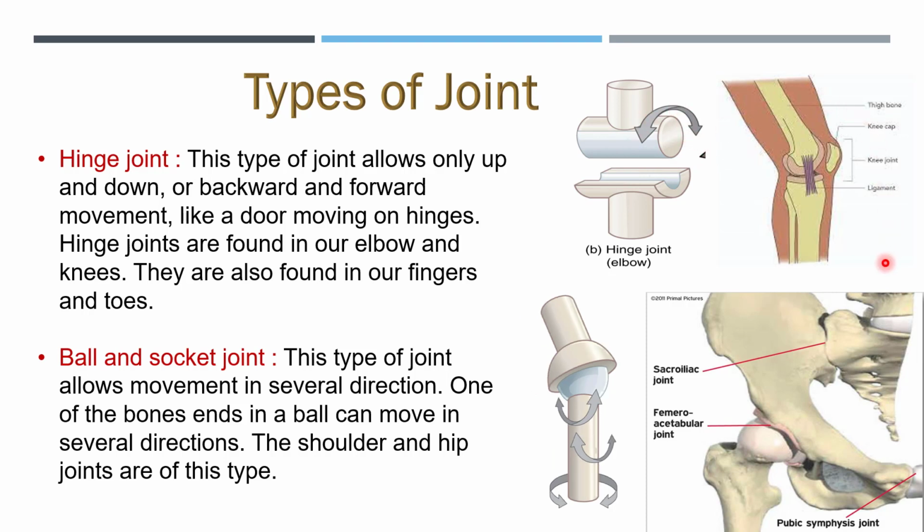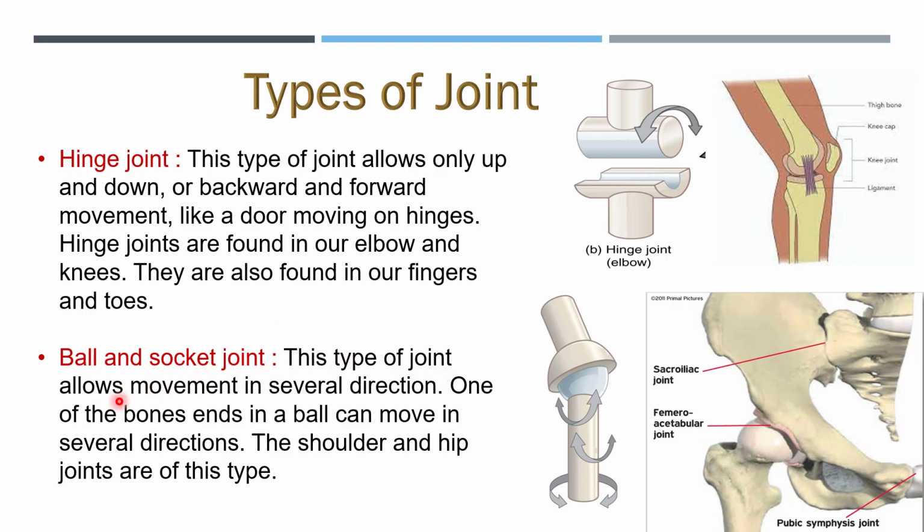Now this is the image of our knee. Here we can see this is the structure of our knee, which has a joint of thigh bone and lower leg bones with ligament. Now next is the ball and socket joint.